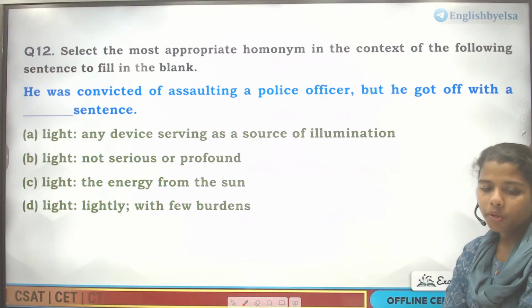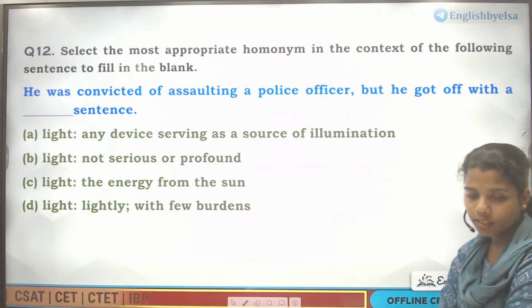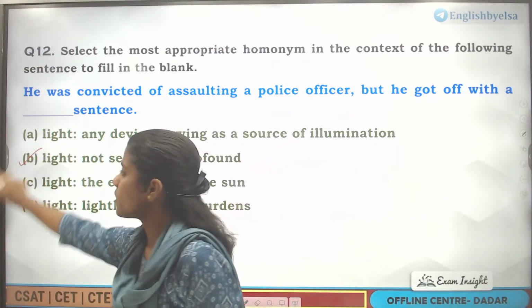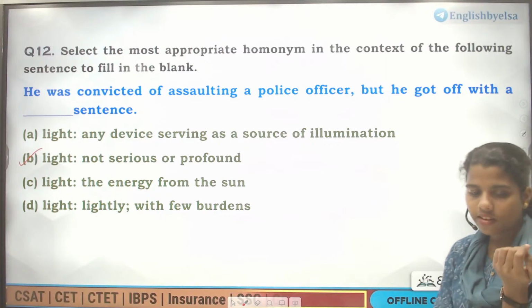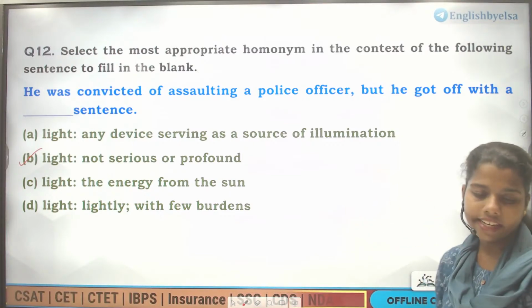For 12, what do you feel? Correct. B is the correct answer for question number 12. Not serious or profound is a correct answer. I don't think I need to explain anything in this question.